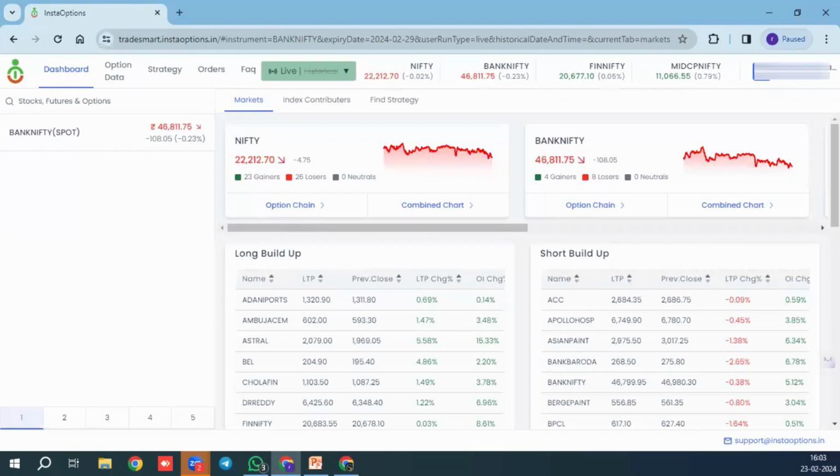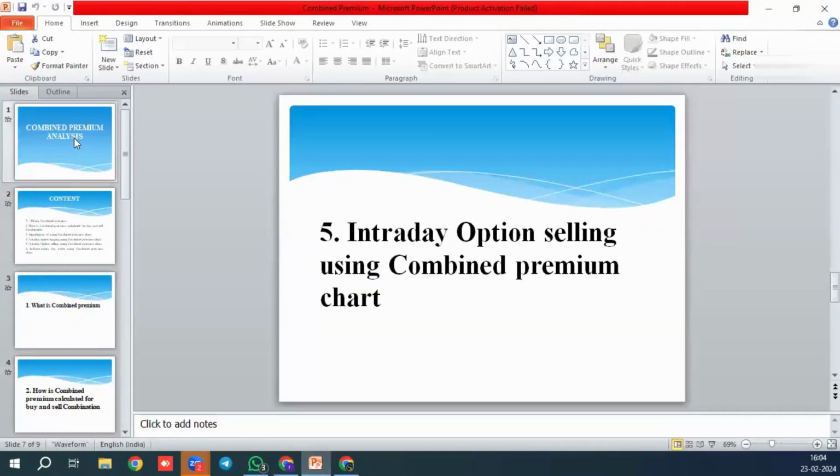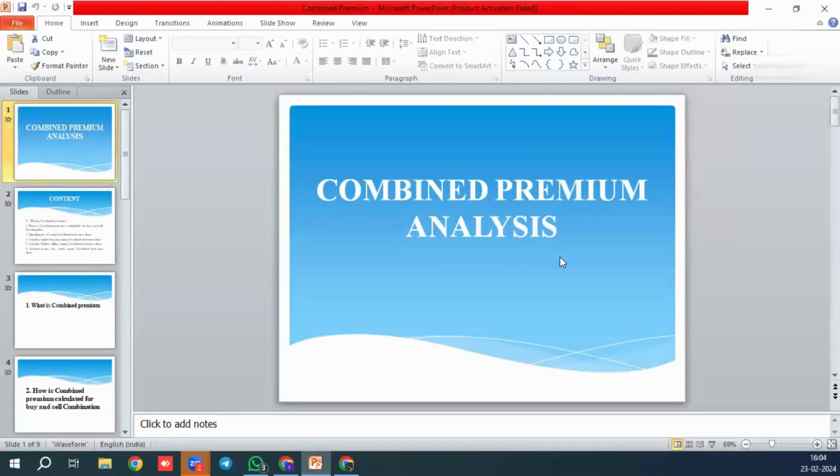Very simple. Now basically today I'm going to cover a topic which is called combined premium. Last week we covered a topic which is called trending voice sentiment. Today we are going to cover combined premium analysis. This is our topic today. This is a very simple topic, but if you use it effectively, you can make consistent money out of it.